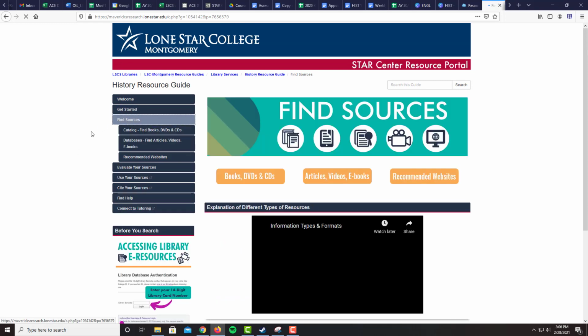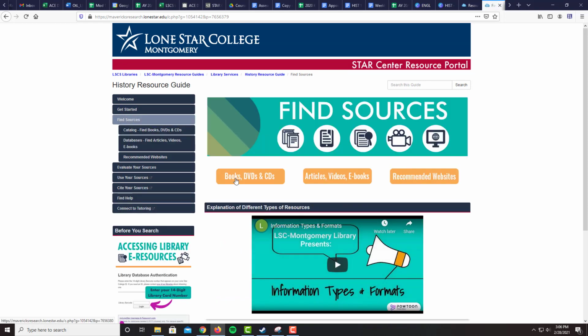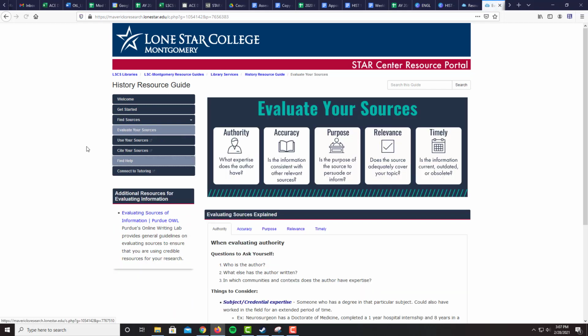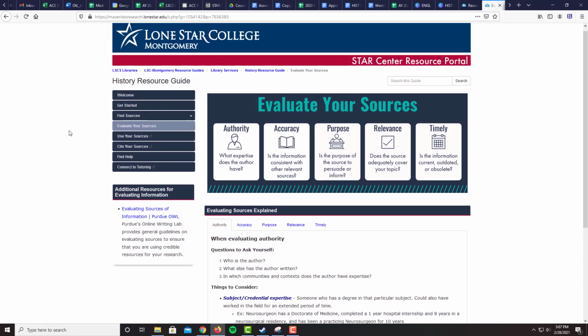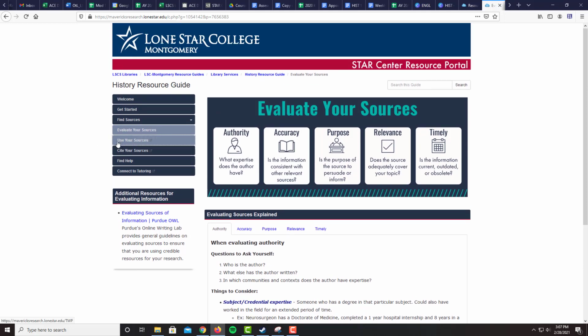On Find Sources, you're going to find links to the catalog for books and other physical media, a link for the various databases, whether it's articles, videos, or ebooks, and then a third link where we've listed together any recommended websites that we feel are reputable and useful for that subject area. On the tab following, it says Evaluate Your Sources. Here you're going to find information that will help you in evaluating sources you may find outside the library for authority and authenticity.